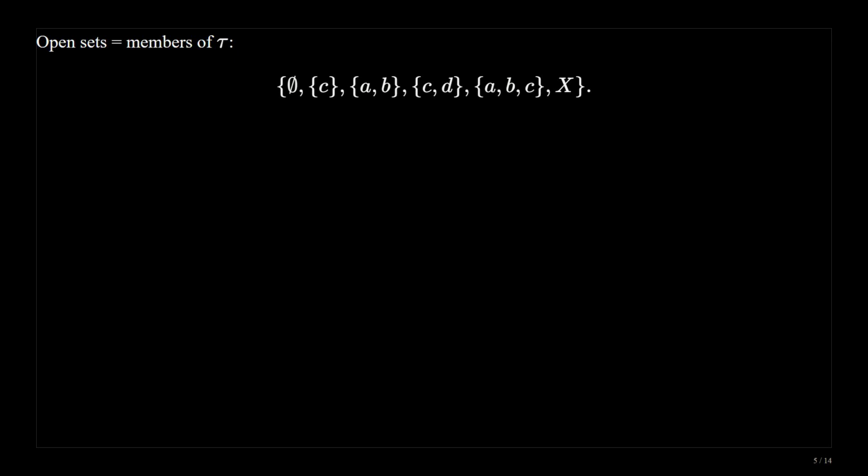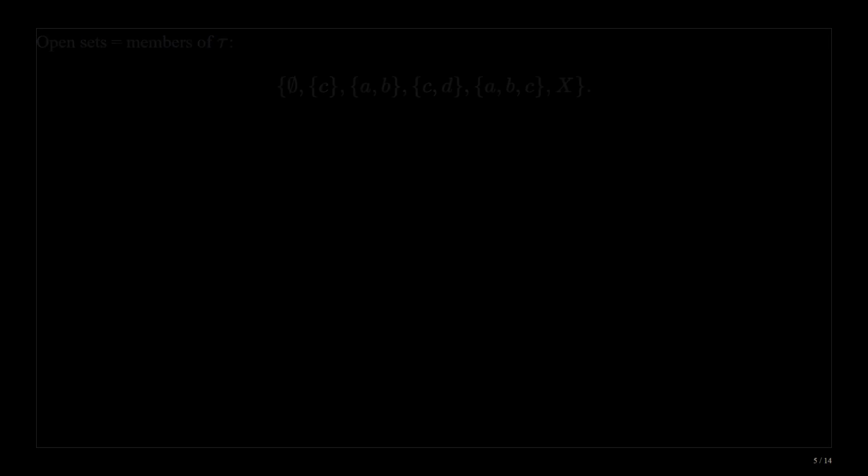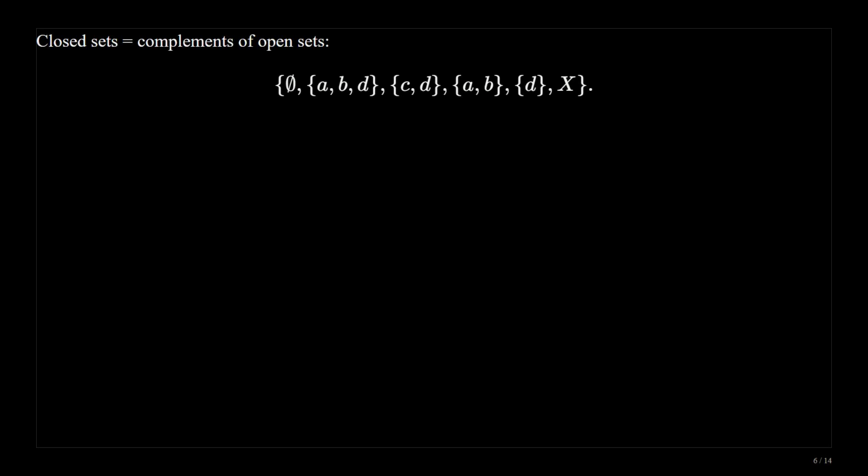Write them down once so your eyes see the list. Now closed sets. Tutor trick. For every open set, compute its complement in X and collect those complements. Empty complements to X, singleton C complements to ABD, the pair AB complements to CD, and so on. Notice something nice. AB and CD appear again. Those will matter for clopen.